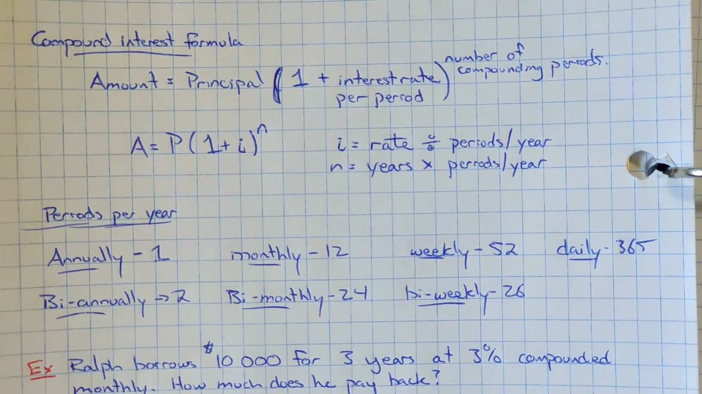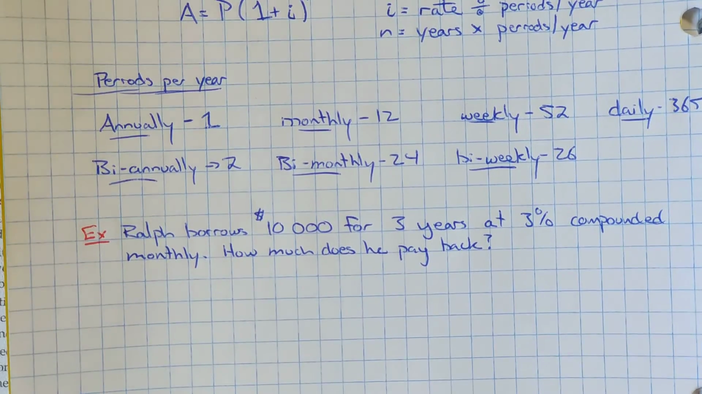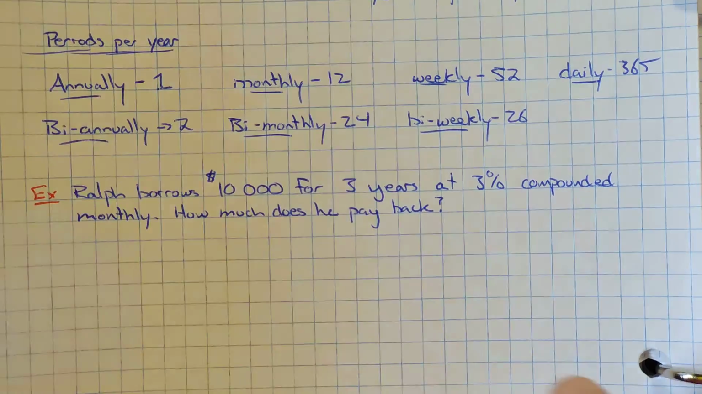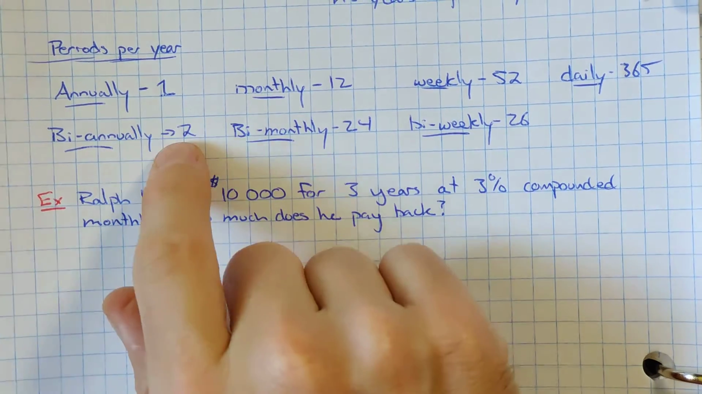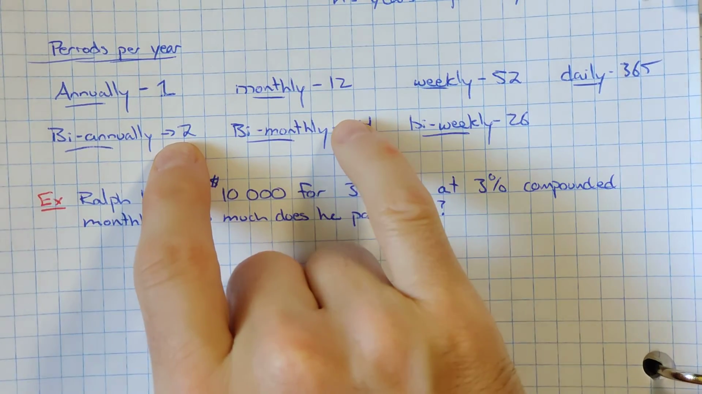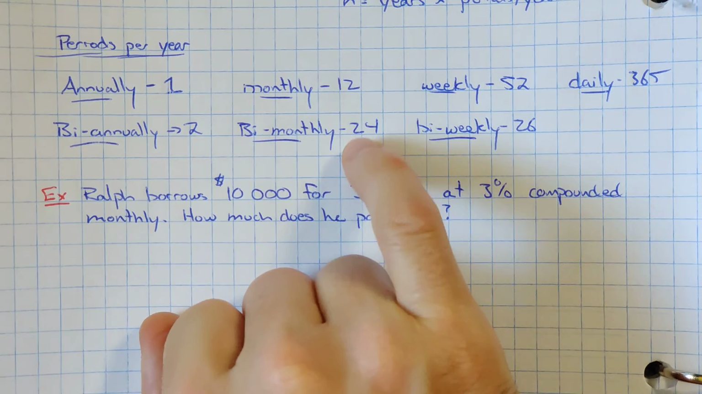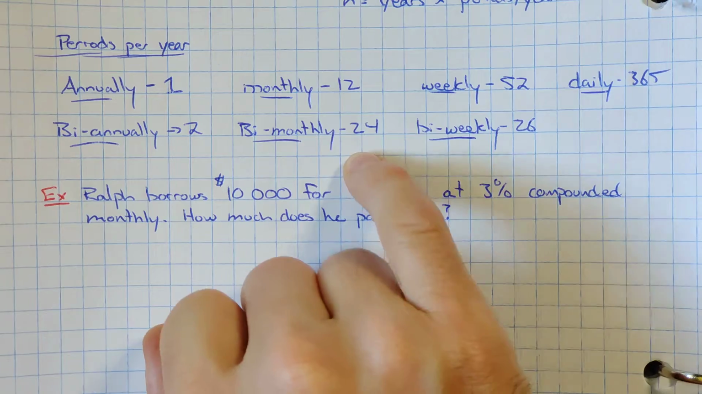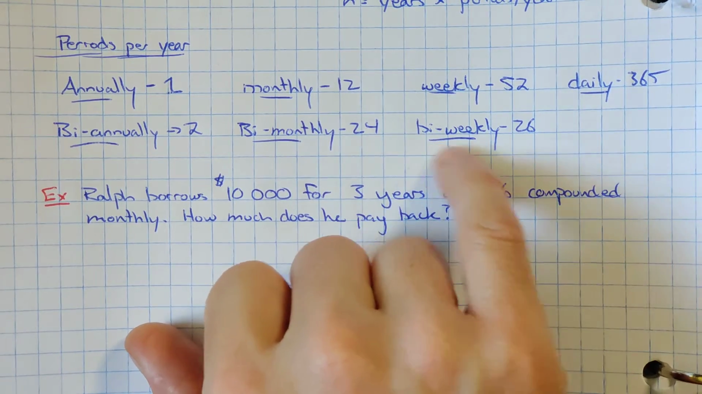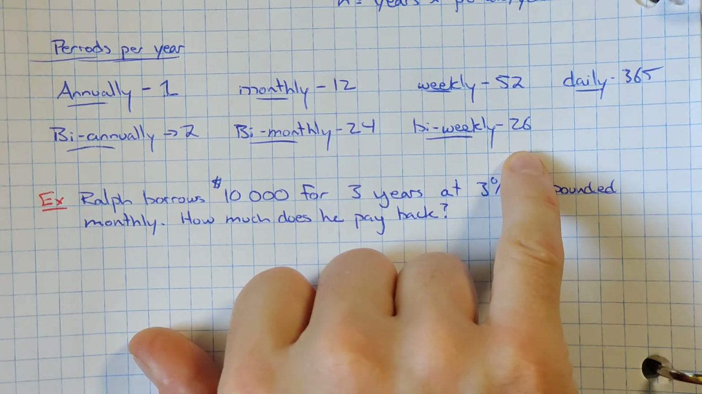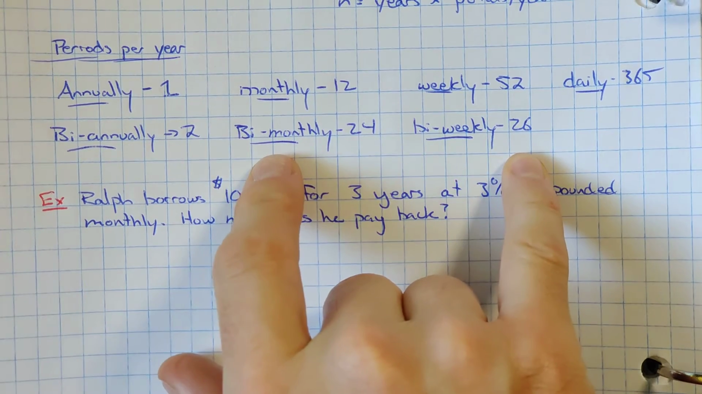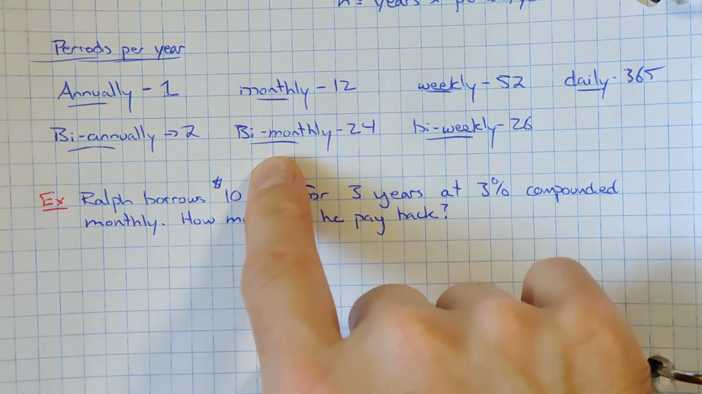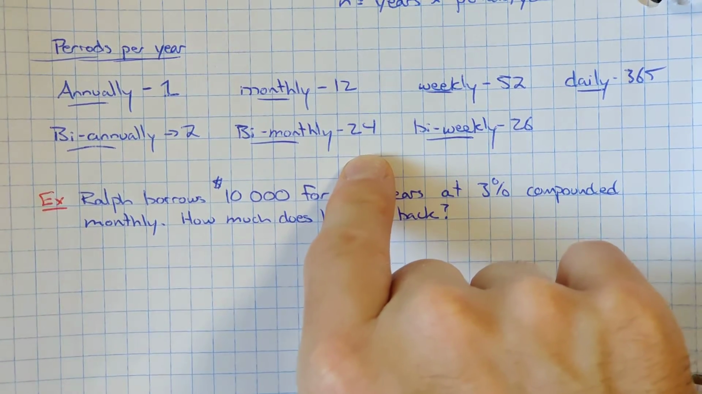How many times do things happen in a year? Well, some key words. Annually, once a year. Biannually, twice a year. Monthly, 12 times a year. Bi-monthly, twice a month or 24 times a year. Weekly, 52 times a year. Bi-weekly happens every 2 weeks. And this gets confusing because we use these terms differently. Monthly, bi-monthly, we generally mean that we're doing it every second month.